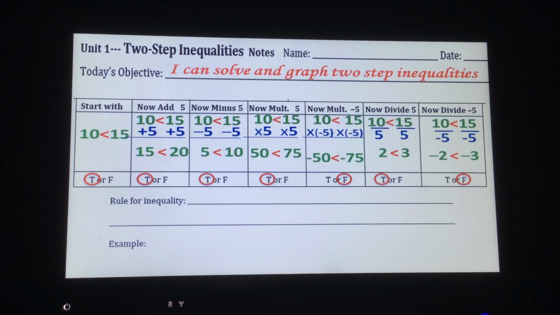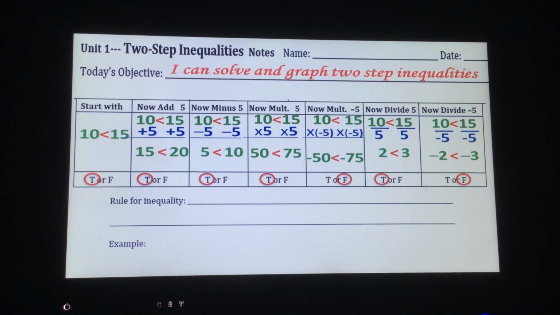Okay? Now, hopefully you noticed that when you multiplied or divided by a negative number, that caused you to have a false statement. So how can I make this statement true? Well, you have to take that inequality and turn it around to make it a greater than symbol. Then that would make it true. Same thing over here. If we made that a greater than symbol, that would make it true.